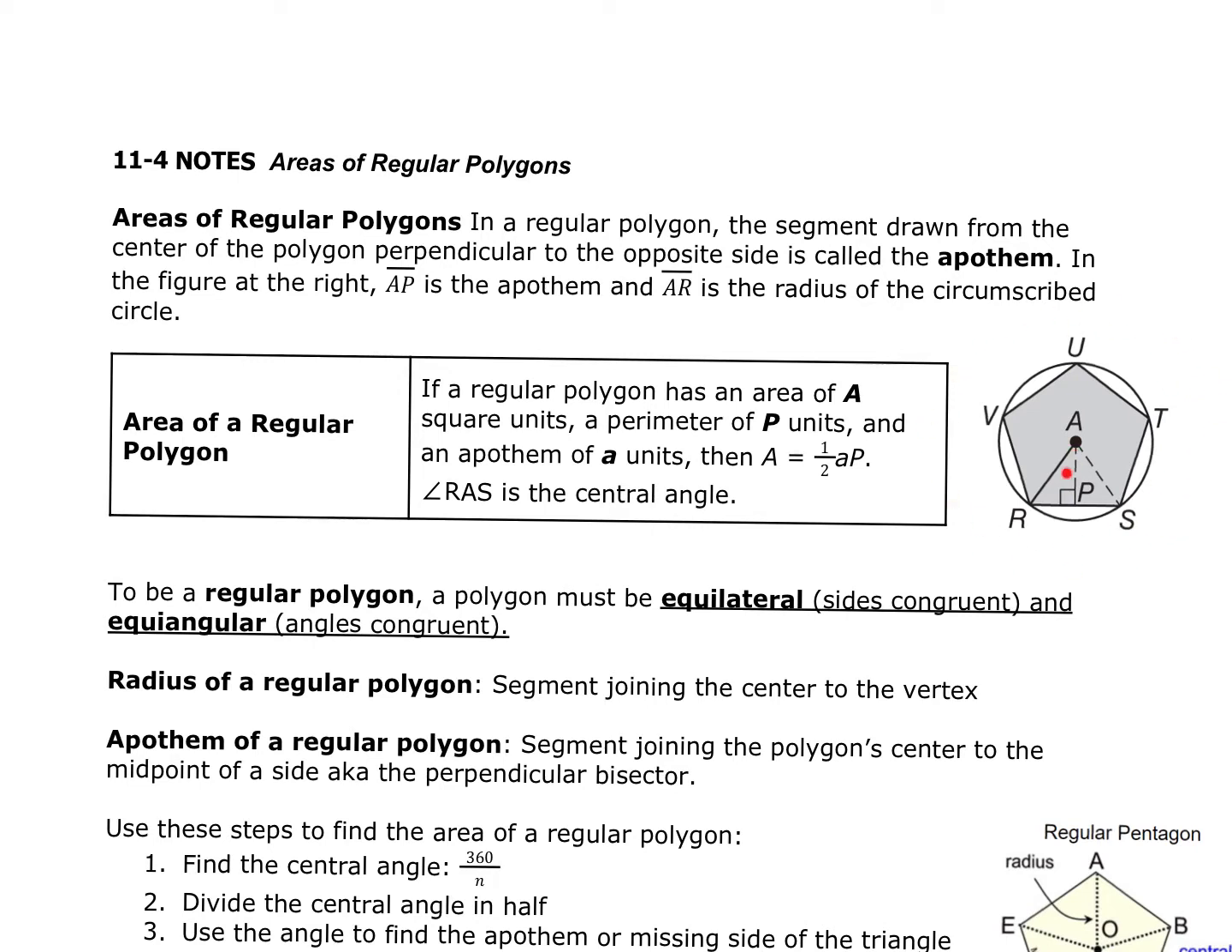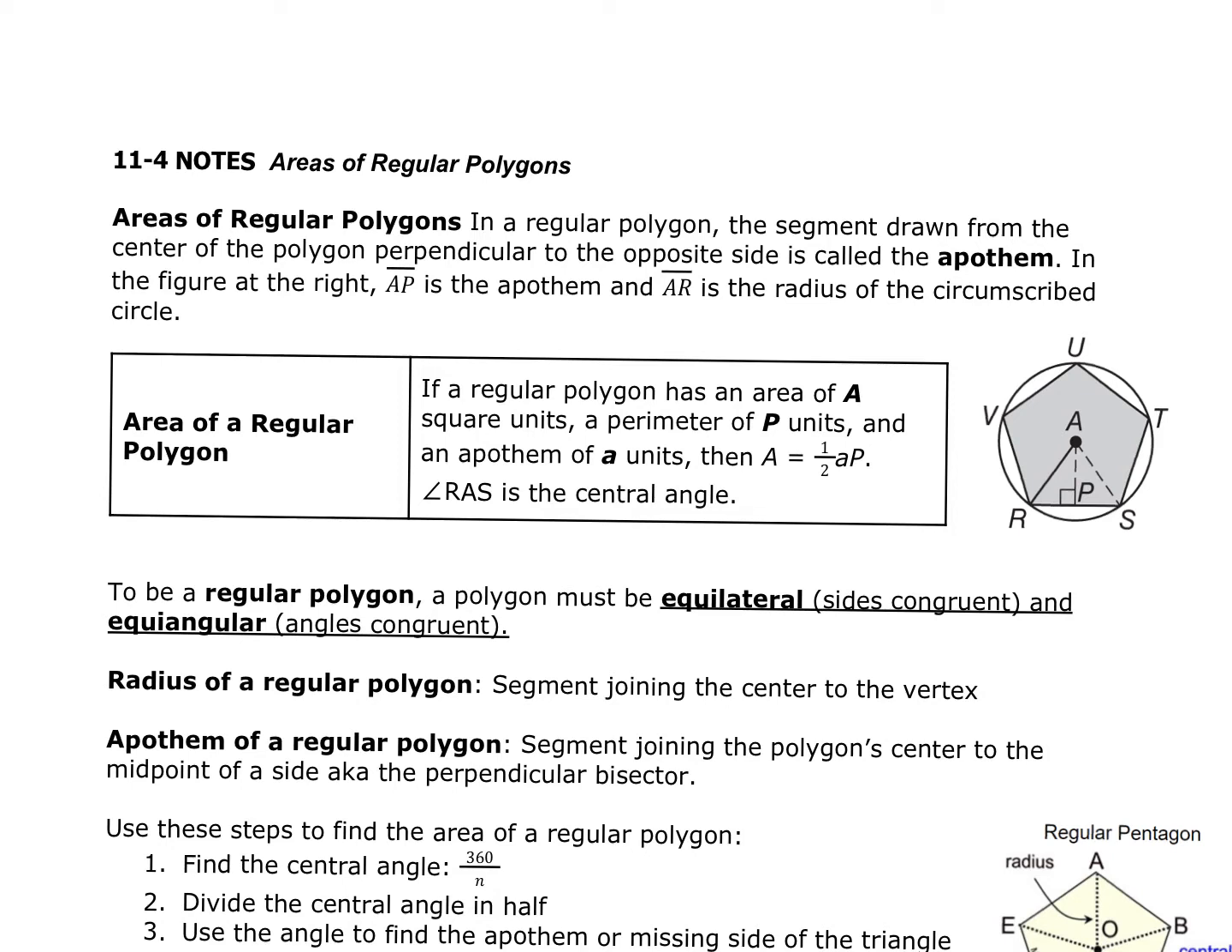such that in the figure here, AP is the apothem, while AR is the radius of this circumscribed circle, basically the circle that goes outside of a regular polygon. Don't worry, we're not drawing circles today.